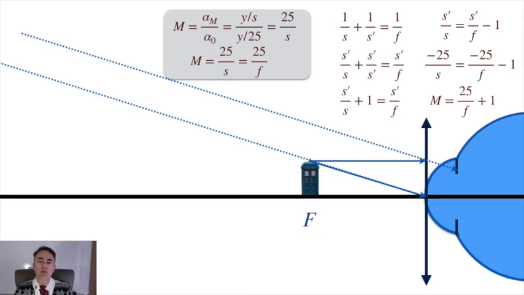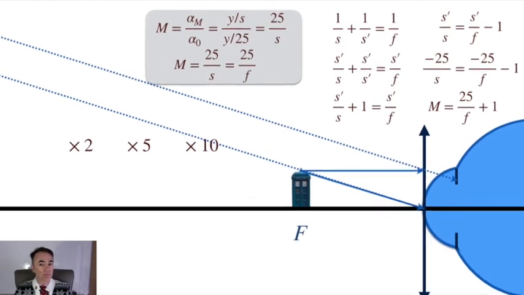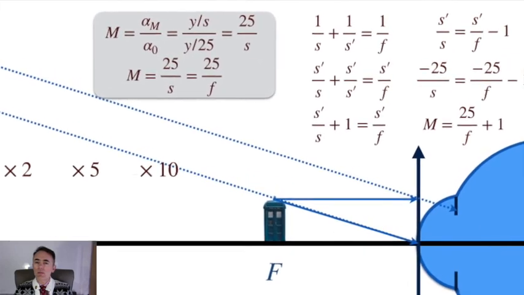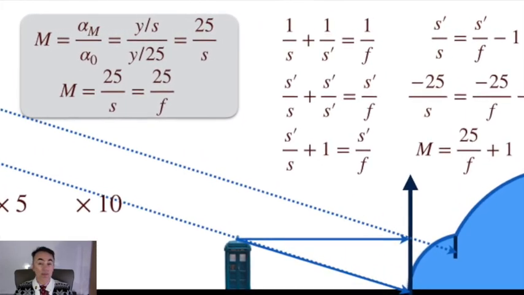This is the magnification that you will see when you buy a magnifying lens. A magnifying lens with 25 millimeters of focal distance has a magnification of 10. Look, this is not the maximum possible magnification.